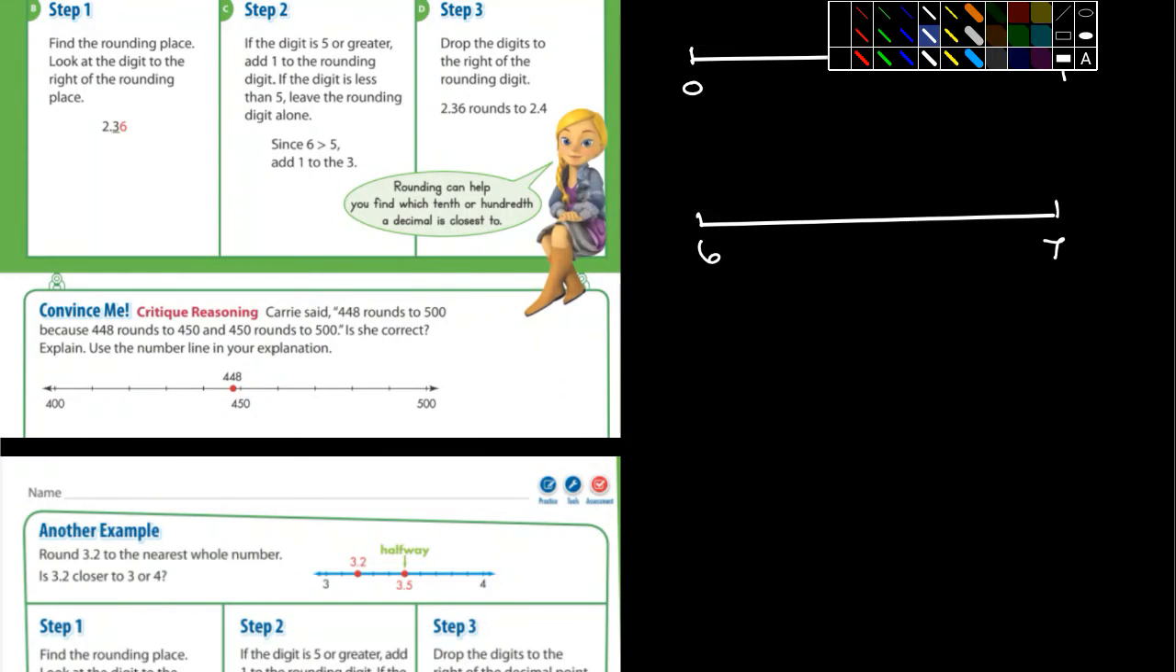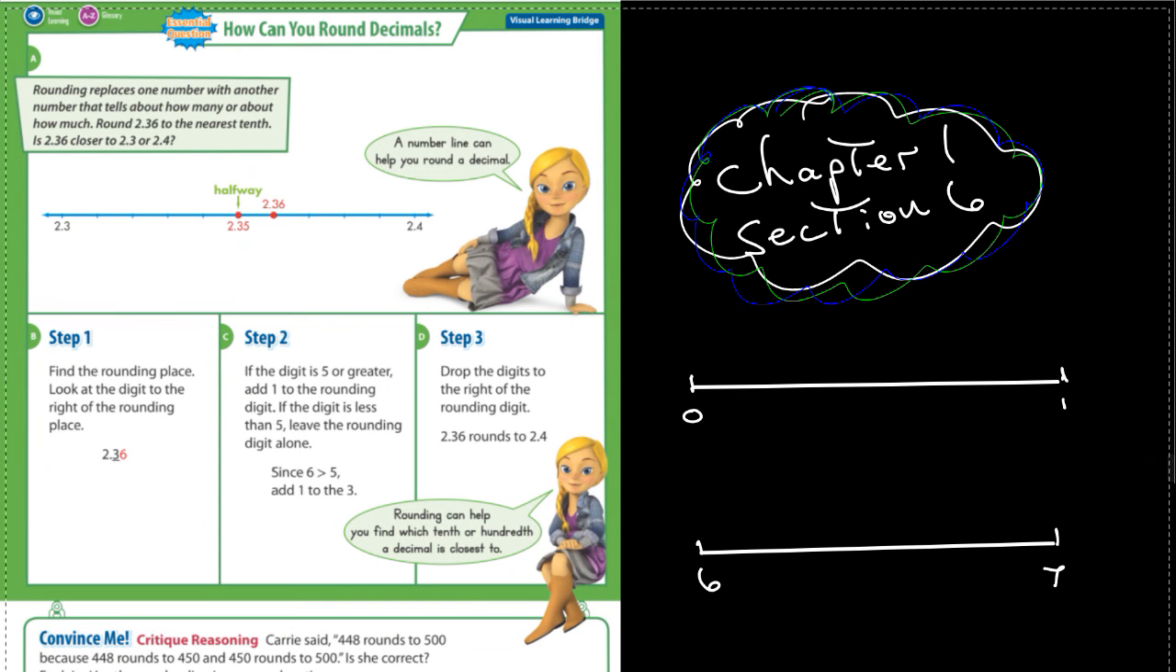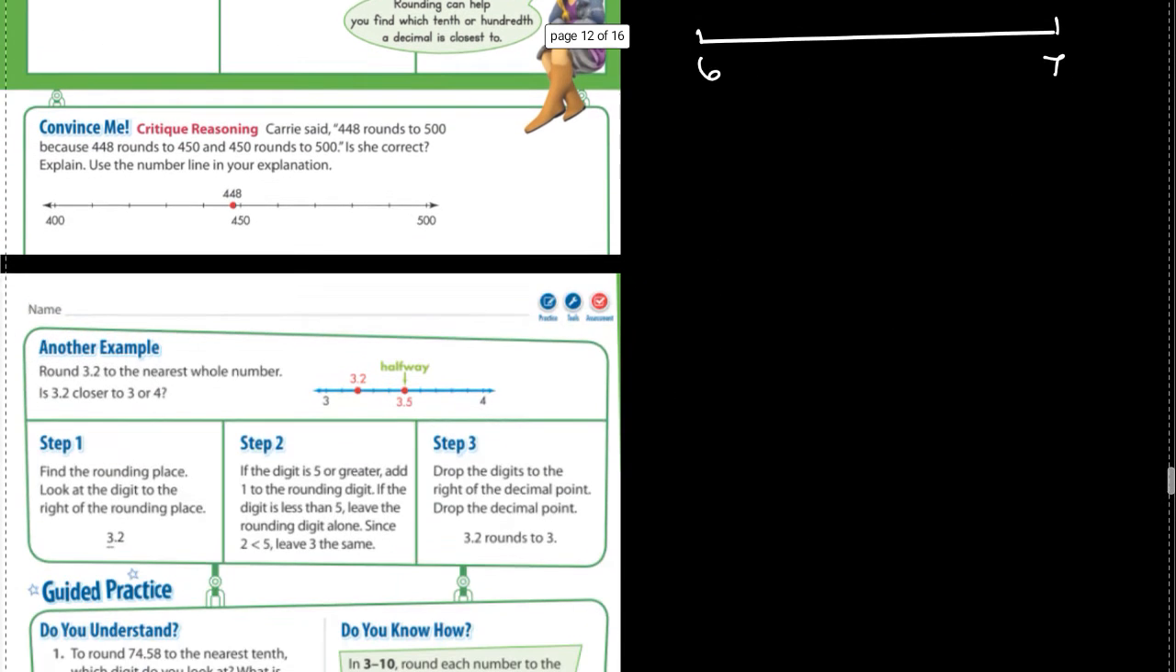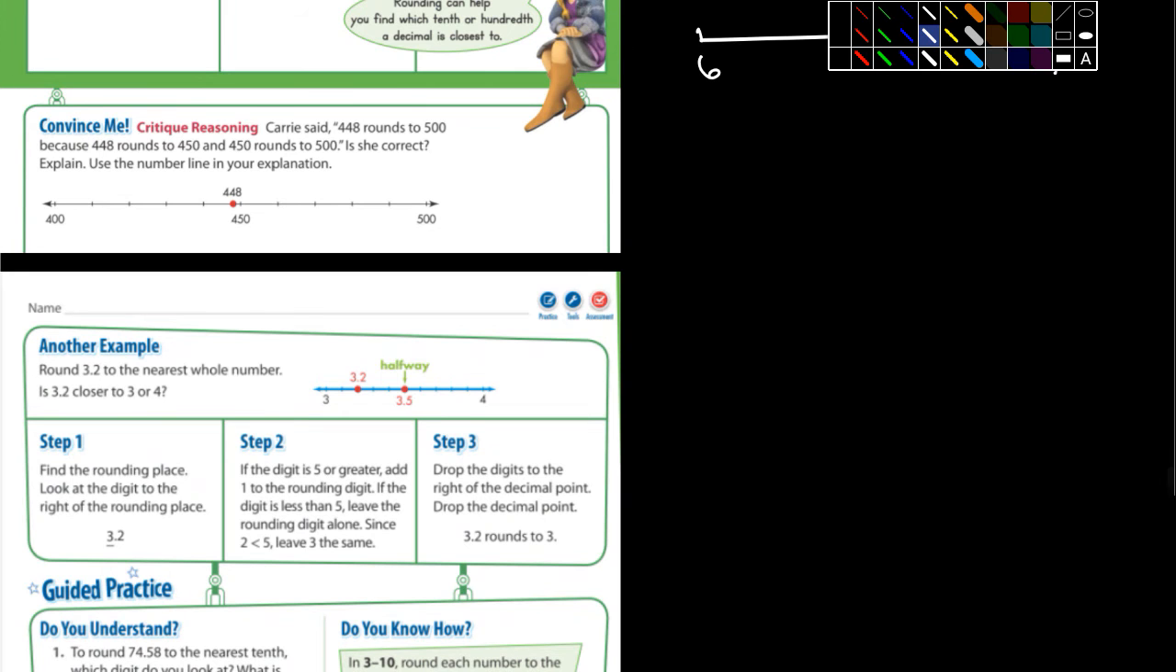Okay, so this is, what is this? Chapter 1, Section 6, and it's really about rounding. And so I'm going to write down some numbers, and we're going to talk about that here.